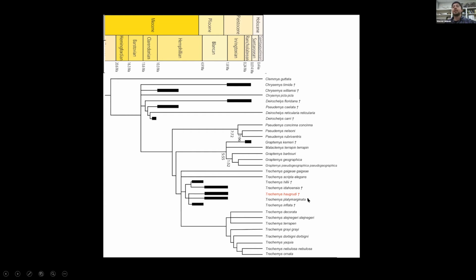And the Gray Fossil Site Trachemys comes out as sister to two Florida species. And these two species up here are from the Midwest, hilli and idahoensis. So what you end up seeing, at least currently, is that these fossil species are not grouping with any of the modern species of Trachemys, even though they do come out within the genus.